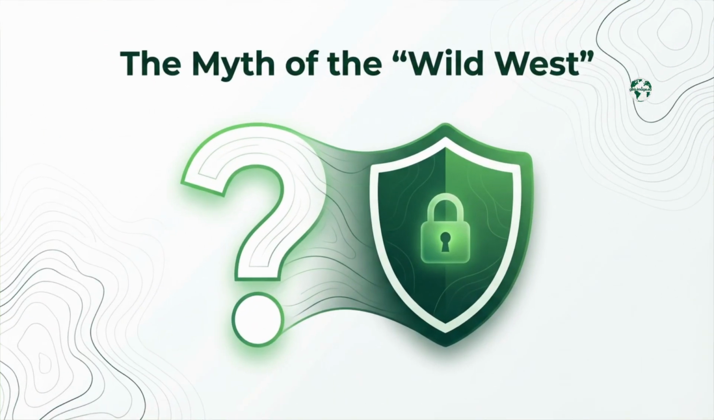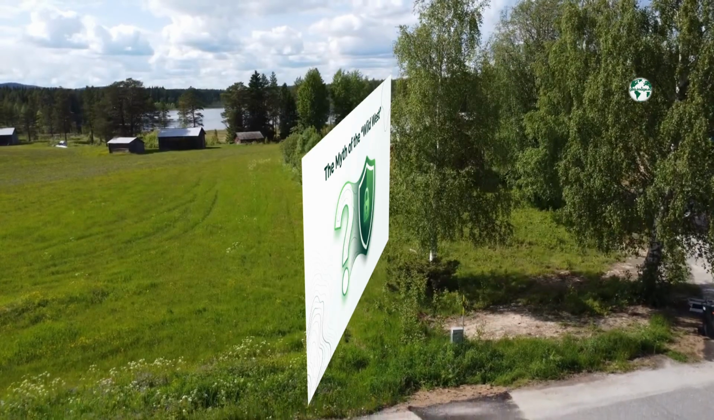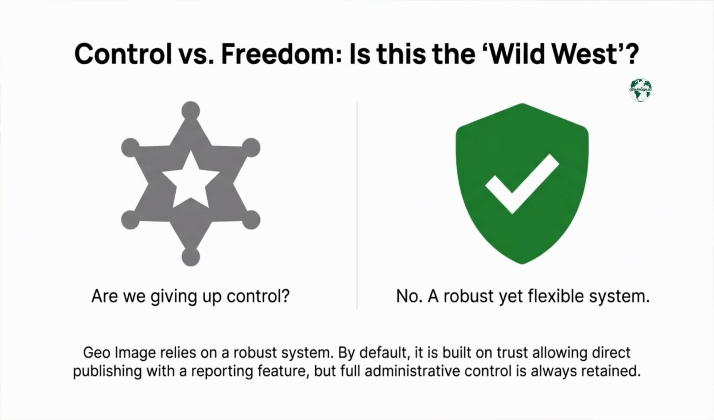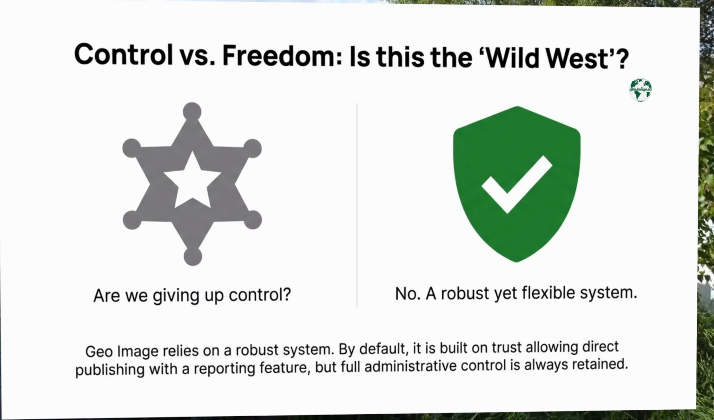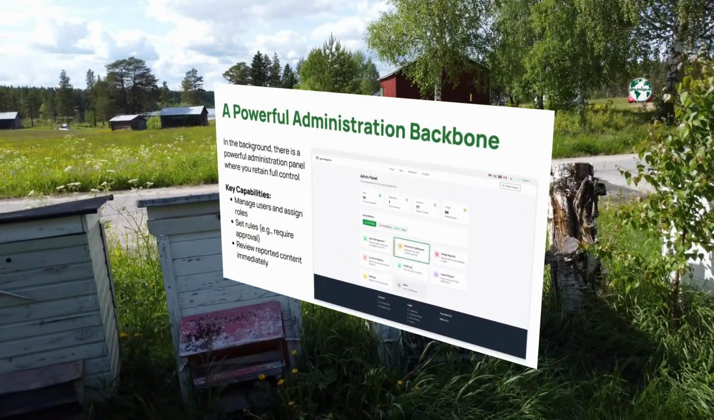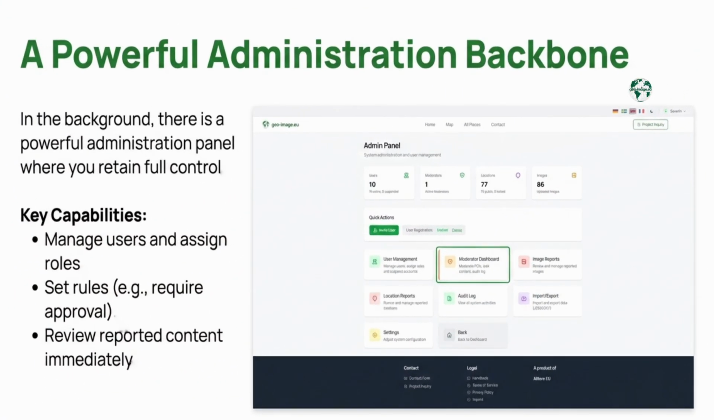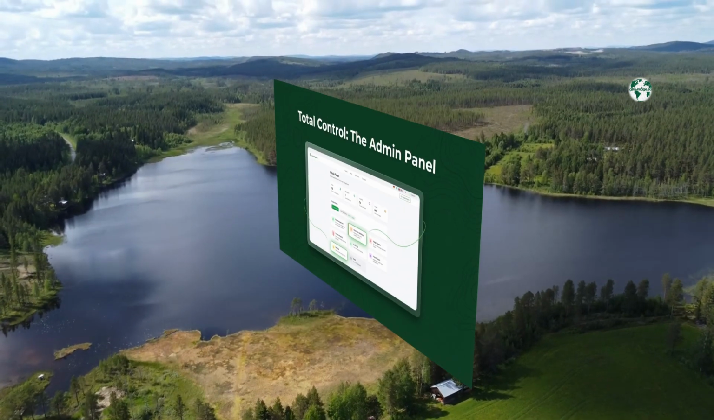Naturally, this immediately raises the classic concern of many decision-makers. Does this mean Wild West? Are we giving up control? The answer is no. Geo-Image relies on a robust yet flexible system. In the background, there's a powerful administration panel where you retain full control. You can set rules, such as requiring new posts to be approved first through moderation.